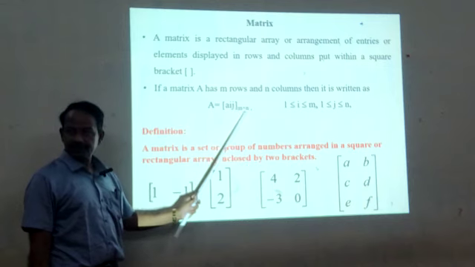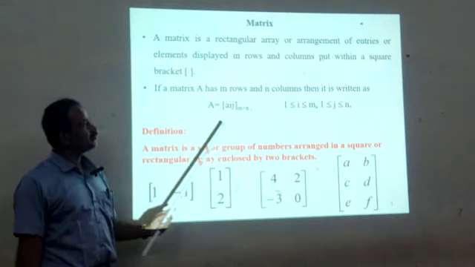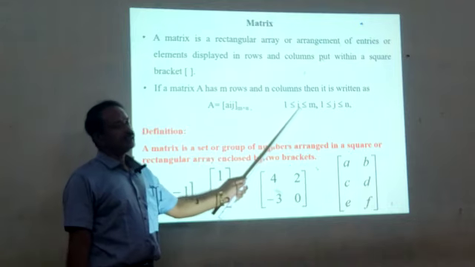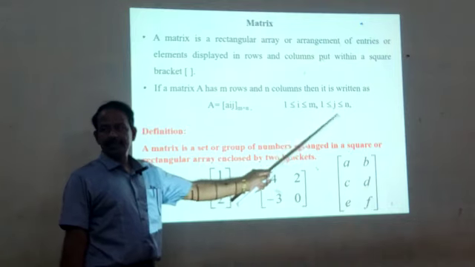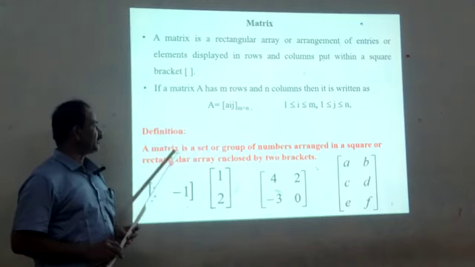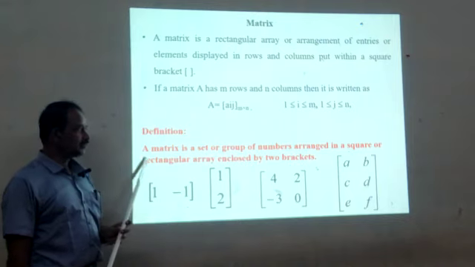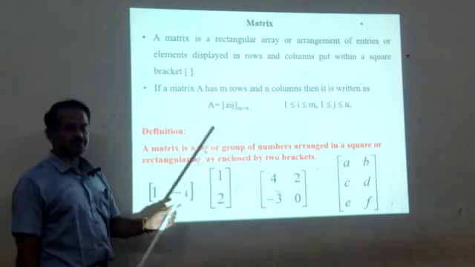M rows and n columns, they are all elements, Aij. Here i lies between 1 and m, j lies between 1 and n. So what is the definition of a matrix? A matrix is a set or group of numbers arranged in a square or rectangular array enclosed by brackets.